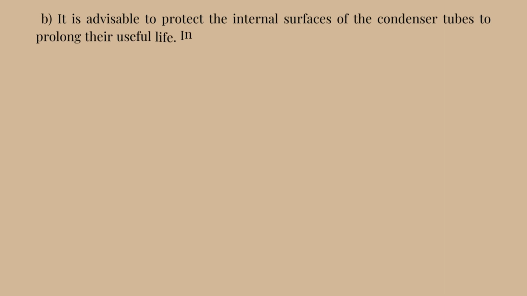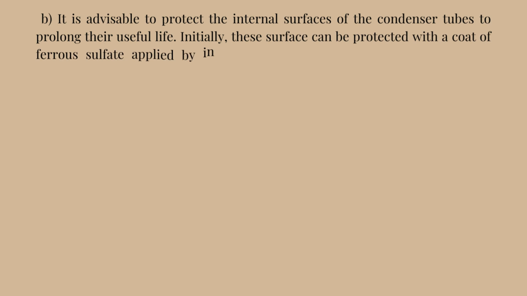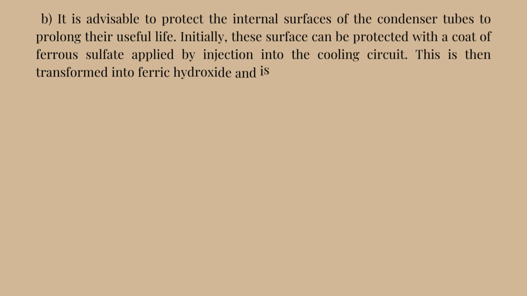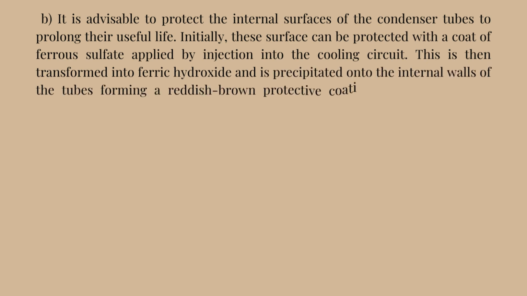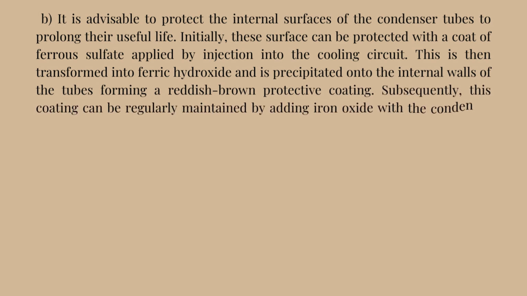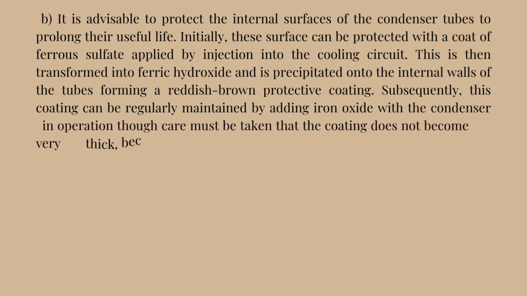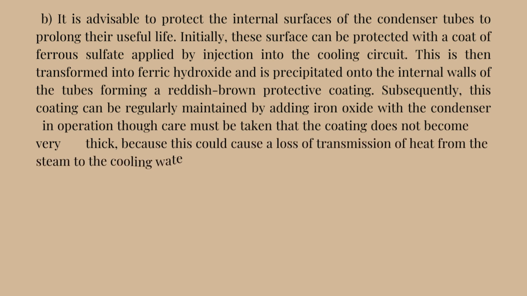B. It is advisable to protect the internal surfaces of the condenser tubes to prolong their useful life. Initially, these surfaces can be protected with a coat of ferrous sulfate applied by injection into the cooling circuit. This is then transformed into ferric hydroxide and is precipitated onto the internal walls of the tubes, forming a reddish-brown protective coating. Subsequently, this coating can be regularly maintained by adding iron oxide with the condenser in operation, though care must be taken that the coating does not become very thick, because this could cause a loss of transmission of heat from the steam to the cooling water.